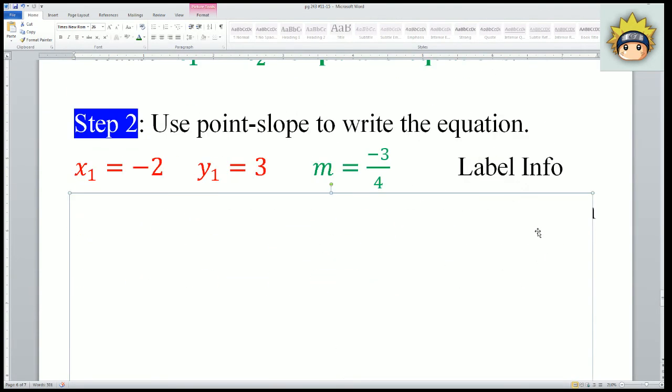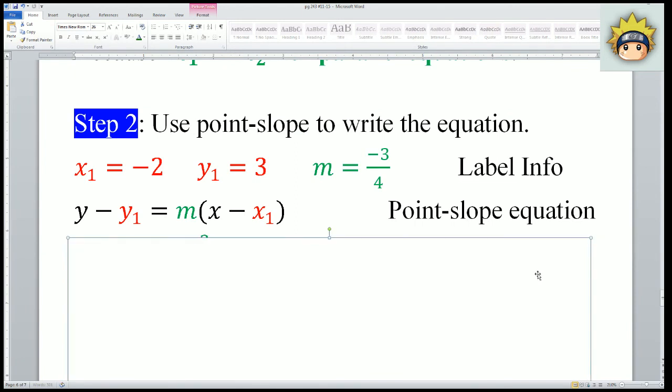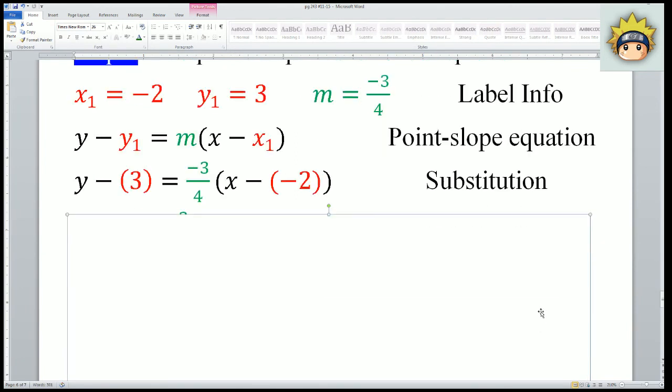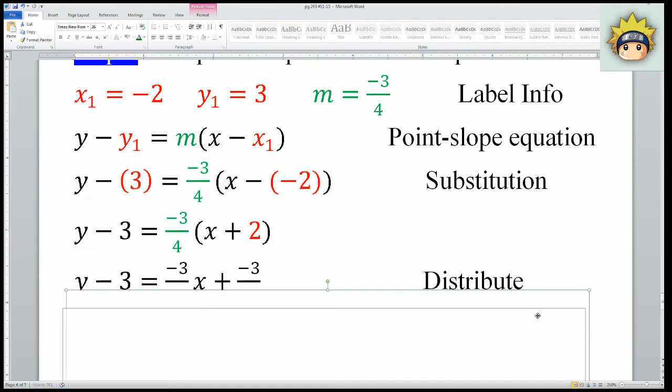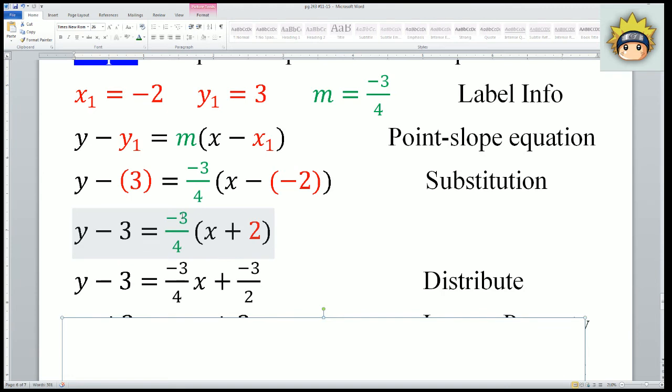That's the slope. Here's my point slope equation. Here's the substitution. I am doing a little simplification, right? Subtracting a negative is the same thing as adding. Now I distribute. Negative 3 over 4 times x is negative 3 over 4x. Negative 3 over 4 times 2 is negative 3 over 2.